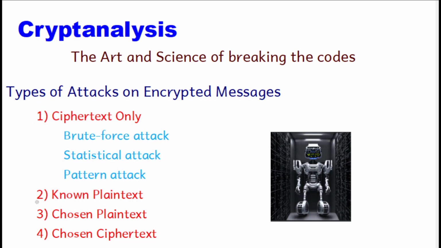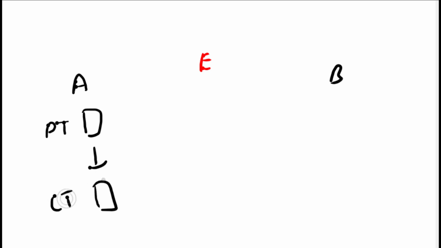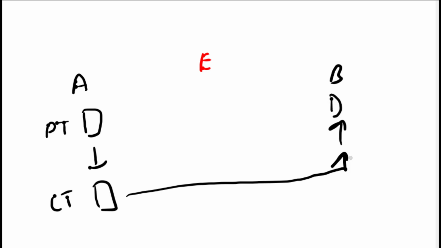Then second is the known plain text attack. What is the meaning of known plain text attack? Let's understand with an example. Suppose we have Alice, here we have Bob, and here we have the attacker Eve. Alice has a plain text message, PT means plain text. She converts it to cipher text and sends it to Bob. Bob recovers the plain text because Bob knows the key and Bob knows the algorithm.